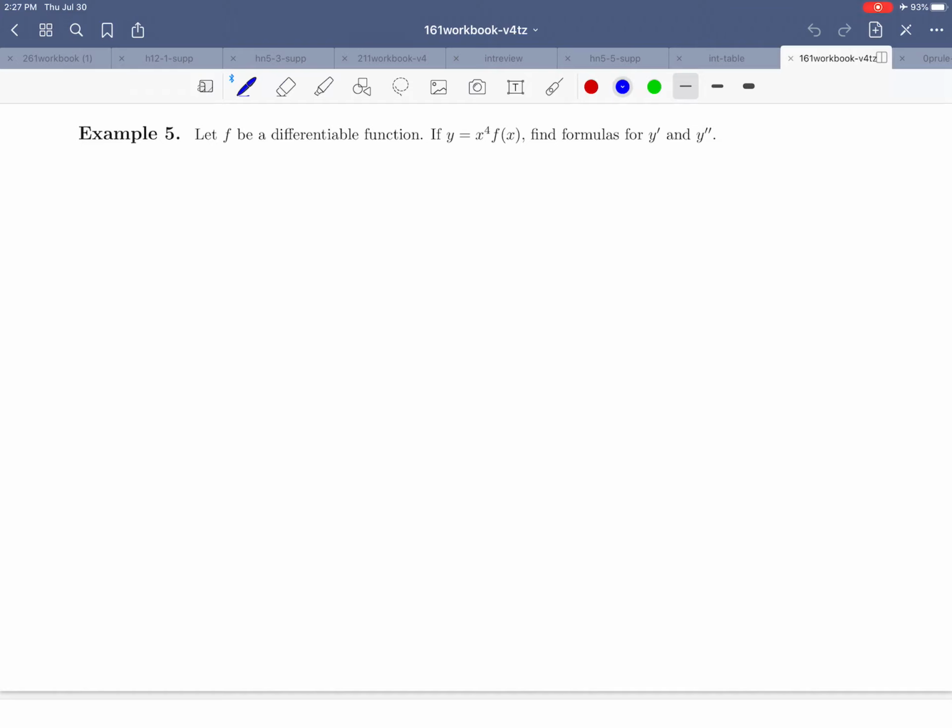Hi everybody, and welcome to example 5 on page 45 of the workbook here. Okay, and this is an example of a little bit more of an abstract nature that we're about to do here. Okay, so let's read this together.